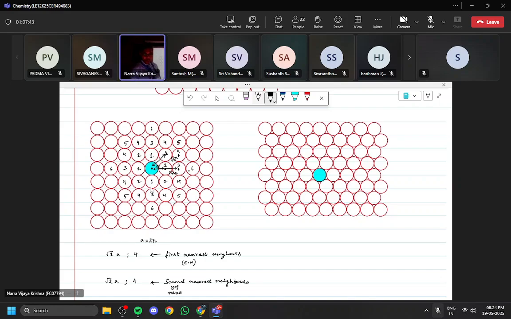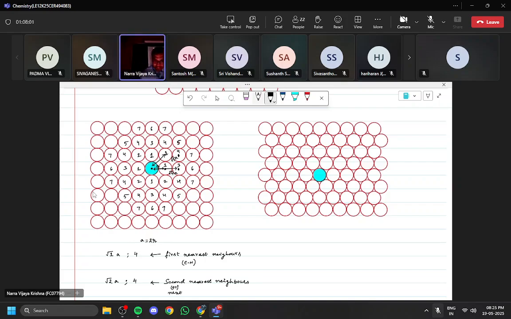Now, what about this one? 7, 7, 7, 7, 7, 7, 7. Are the responses correct or not? At what distance? Root 10a.